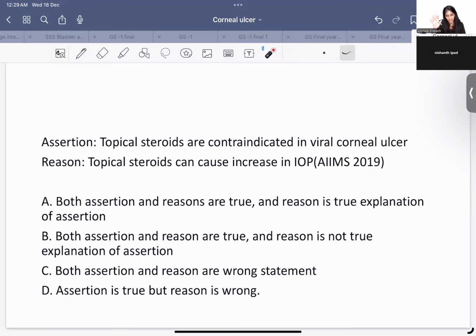Correct. We have to give them acyclovir. Agree, steroids are contraindicated. Agree. But that is not the reason why we are stopping steroids, right? There is an increase in IOP. But that is not the reason why we are stopping the steroids in corneal ulcers. This is very simple.